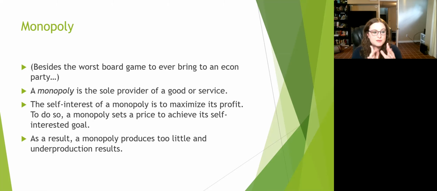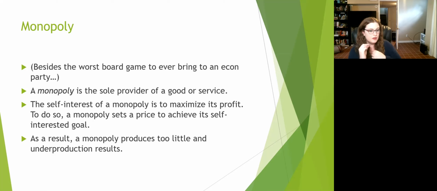Okay, a monopoly is when there's only one person producing a good, right? So let's say it's iPhones. There's only one company producing iPhones. They used to be the only company producing smartphones at all because they developed the first smartphone. But they're the only provider of the iOS devices. Well, what does that mean?